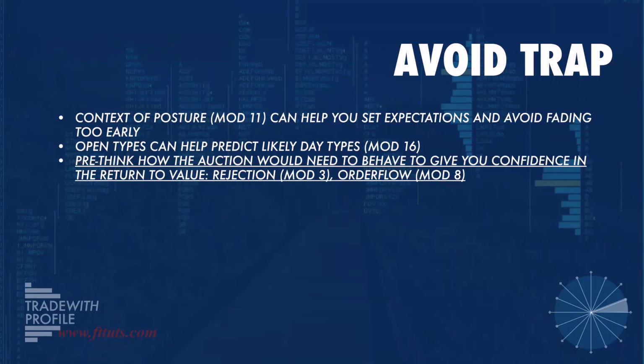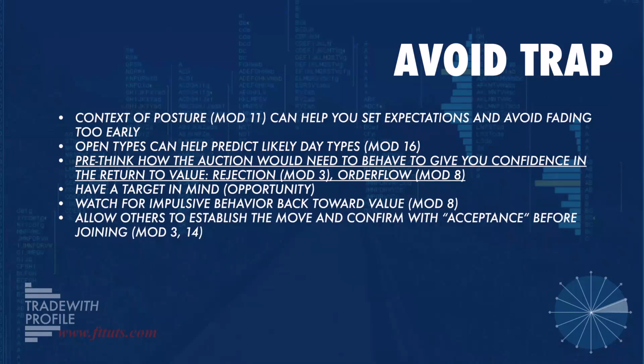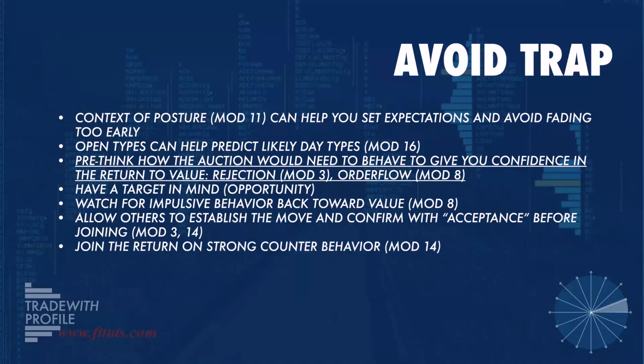Pre-think, just like with the move away from value, how the auction would need to behave to give you confidence in the return to value, either seen through rejection of new value, also through order flow. Have a target in mind. It's a little bit easier because you're typically targeting a specific value reference. Watch for impulsive behavior back toward value, and then allow somebody else to stick their neck out first to establish the move and confirm with acceptance before joining. Join the return on strong counter behavior.